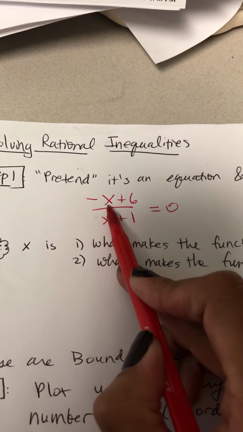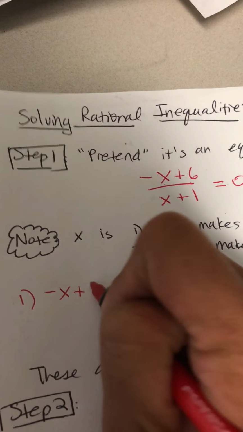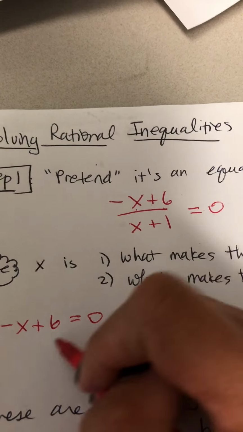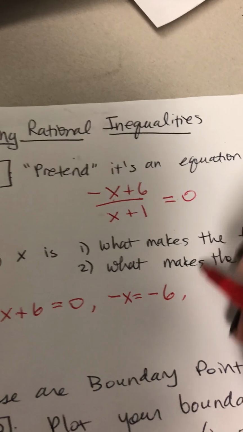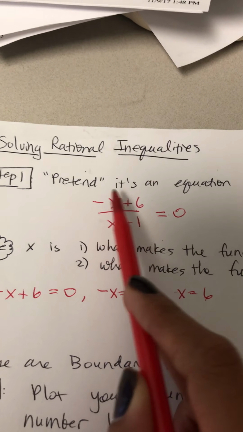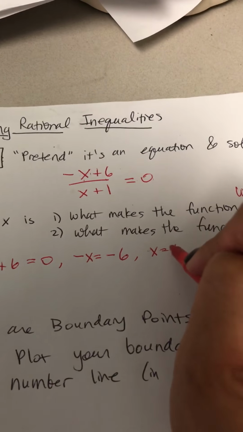So I'm going to set the numerator equal to 0 and solve for x. So here I have negative x plus 6 is equal to 0. What makes the numerator equal to 0? I'm going to subtract 6 from both sides. So in other words, x is equal to positive 6. If you plug 6 in here, you'll get 0 in the numerator, which will make the equation equal to 0. So that's one of the x's.